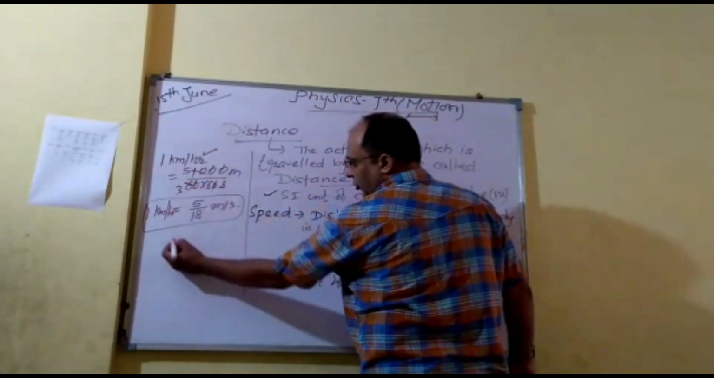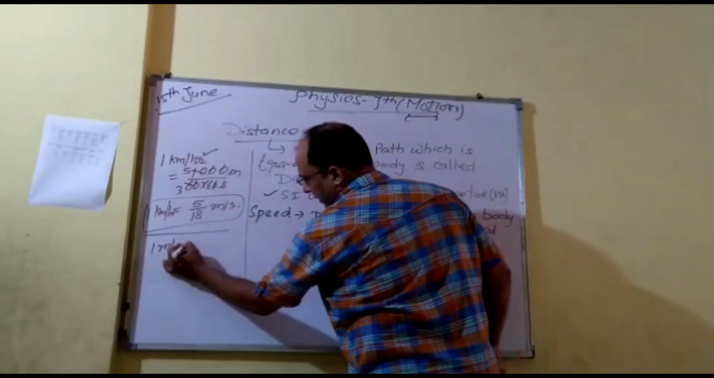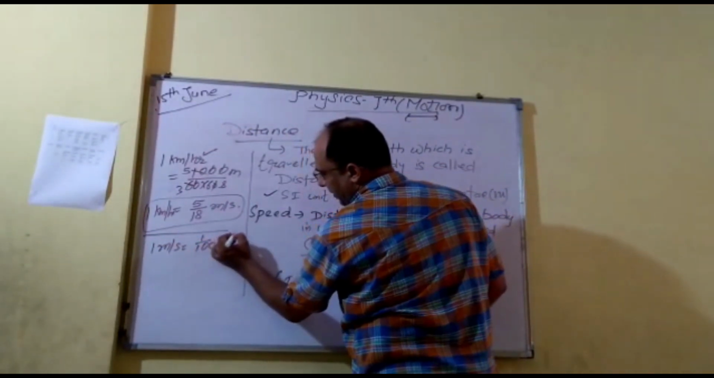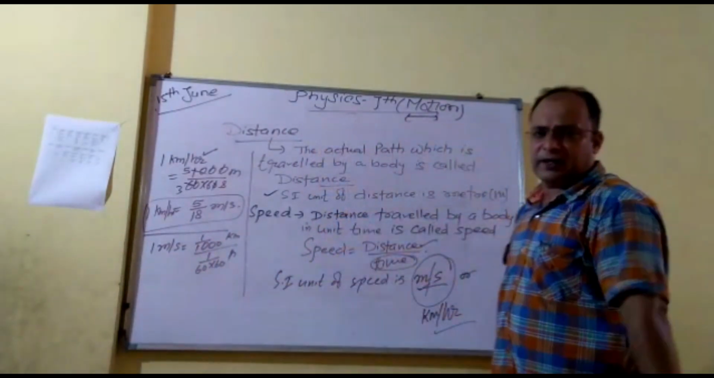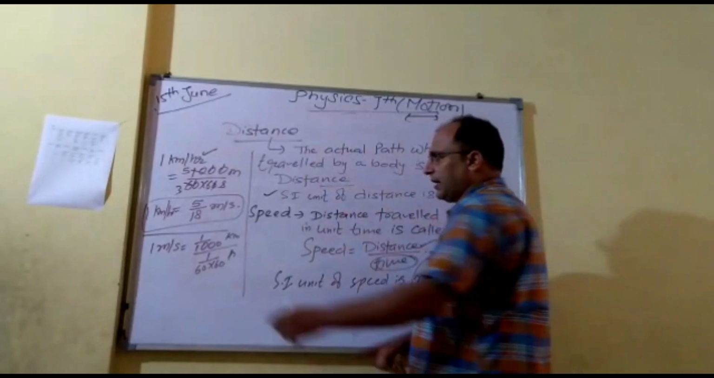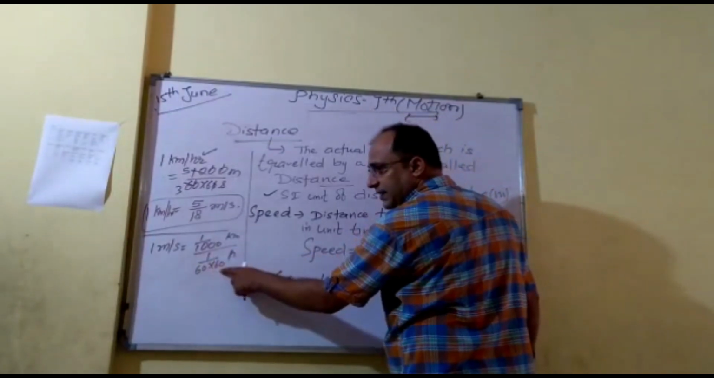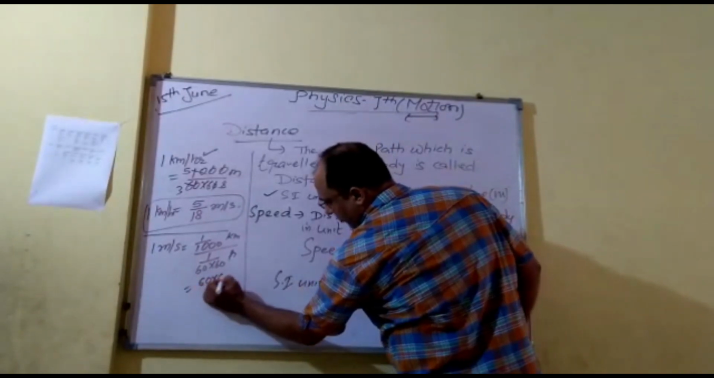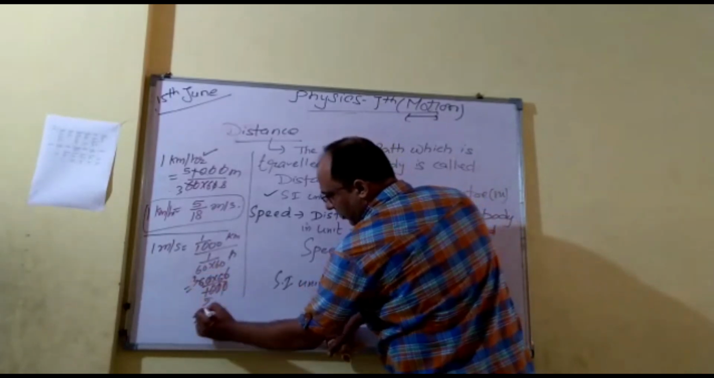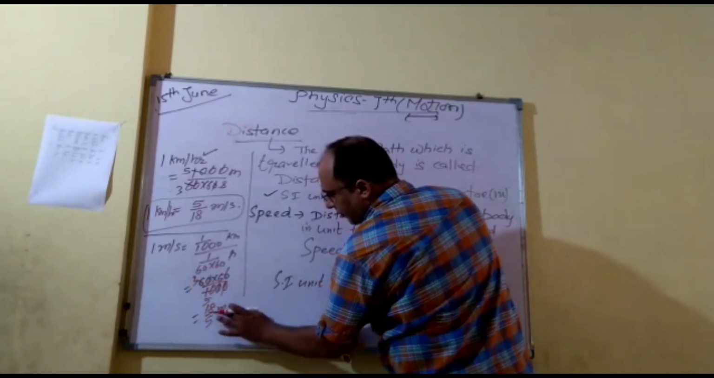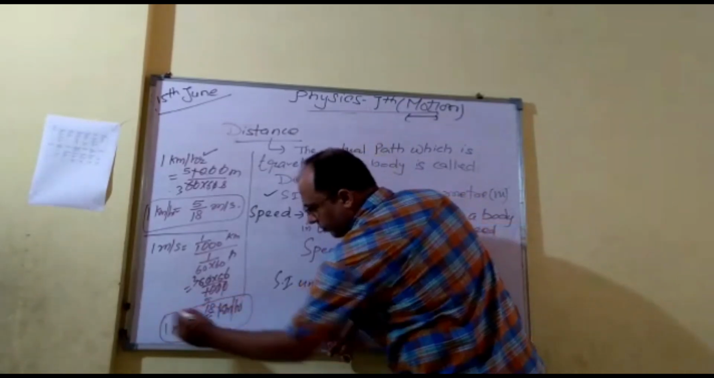Now convert meter per second into kilometer per hour. 1 meter per second. 1 meter means 1 upon 1000 kilometer. 1 second means 1 upon 60 into 60 hour. Why 60 into 60? Because 1 hour is 60 minutes, 1 minute is 60 seconds. Similarly for second, you have to convert to hour by dividing by 60 into 60. So it will be 60 into 60 upon 1000. Zeros cancel, so it will be 18 upon 5 kilometer per hour. 1 meter per second equals this. Clear?